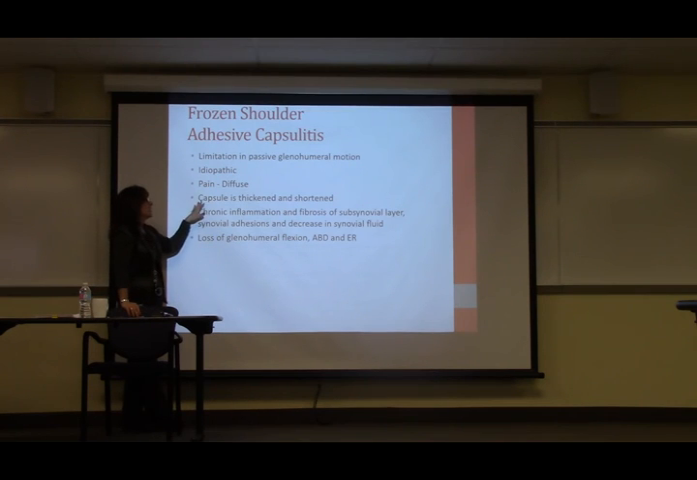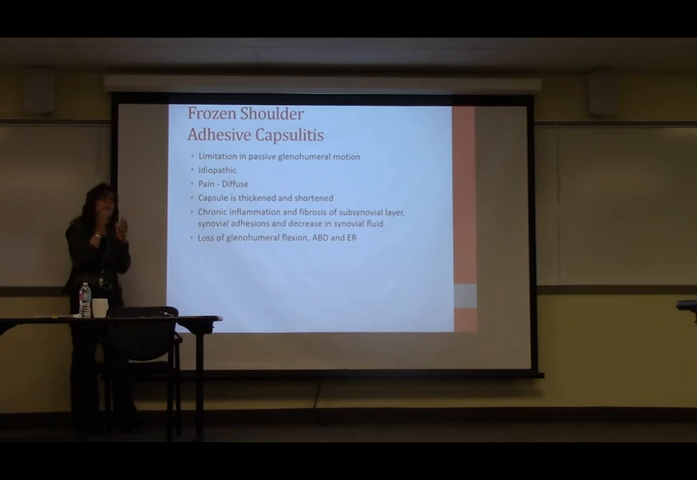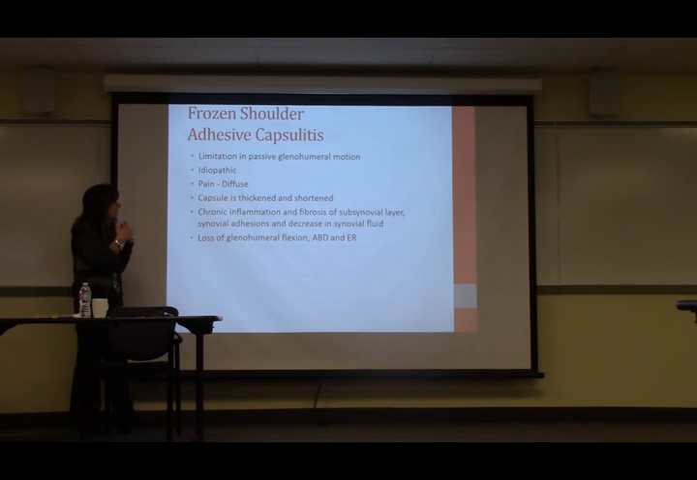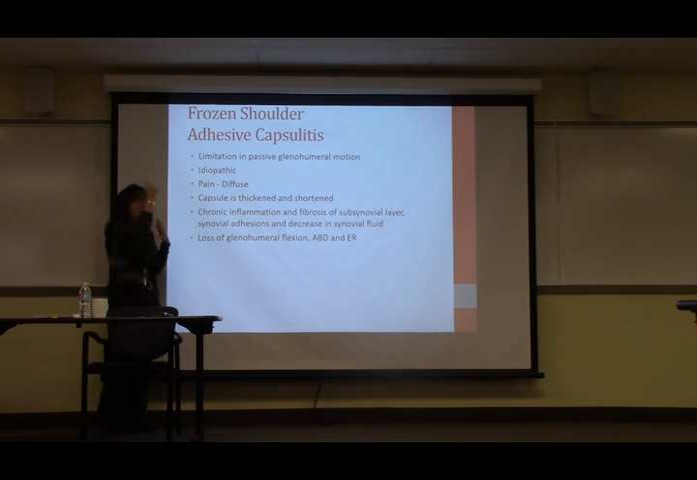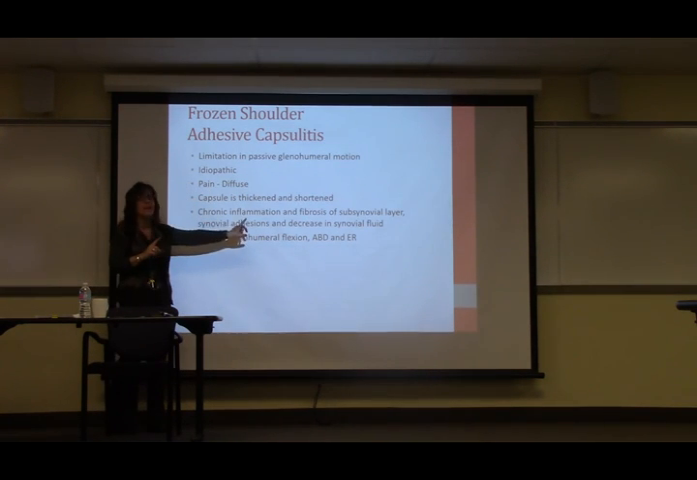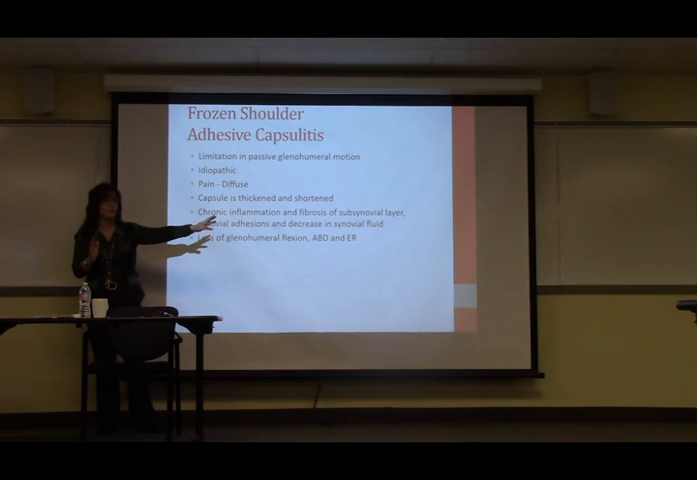So with this, the capsule within the shoulder, in different positions, overlaps onto itself, and that gets scarred down and thickened and shortened from not moving the shoulder, that adaptive shortening that occurs in our soft tissue. And these are the typical areas of loss of motion: flexion, abduction, and external rotation.